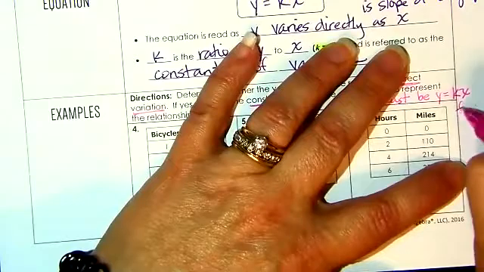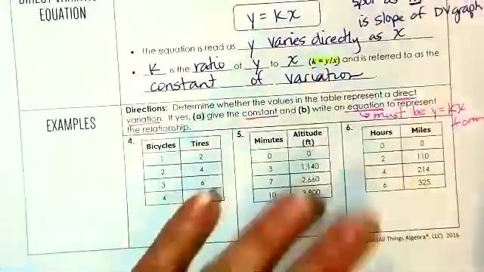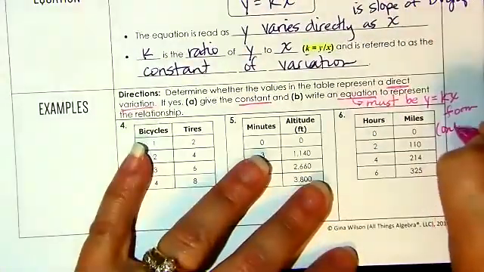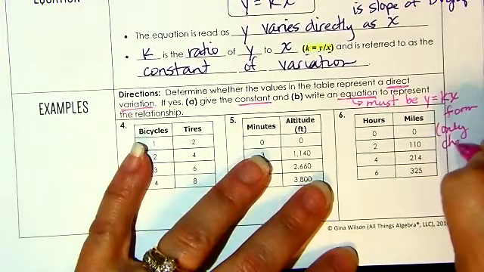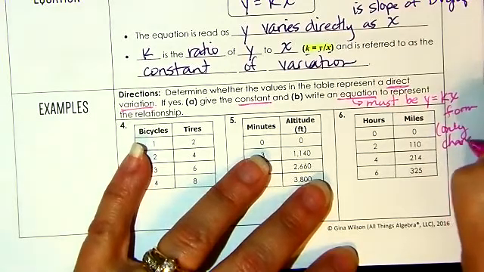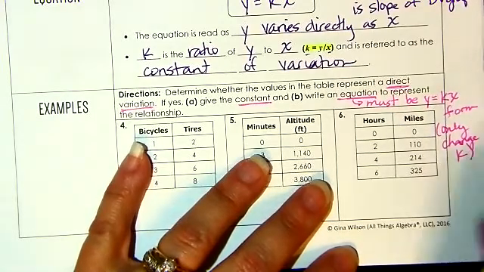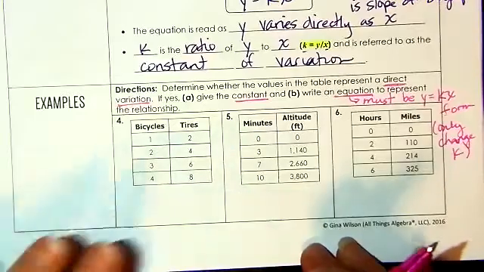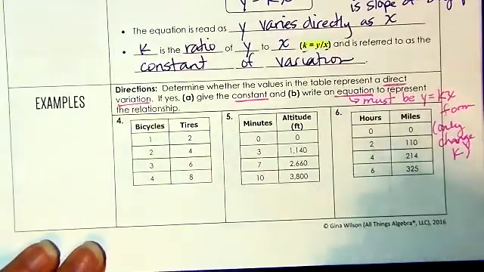You're still going to have the y and the x written, okay? Only change k. Okay. All right, here we go. Let's work on this.